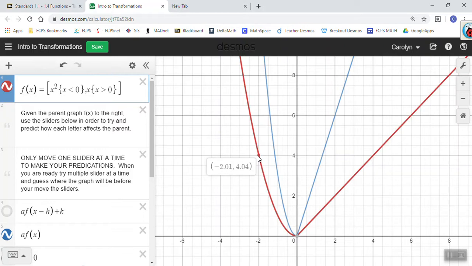All right. What if the A value is 3? Where should that dot be on the blue graph? It's not on the screen on purpose. Where should it be? Which coordinate is changing? Changing by how much? Okay, changing y, changing y by 3. (-2, 12).